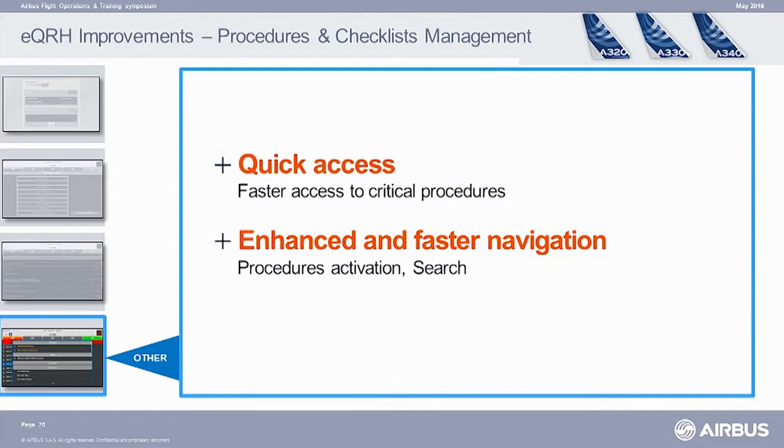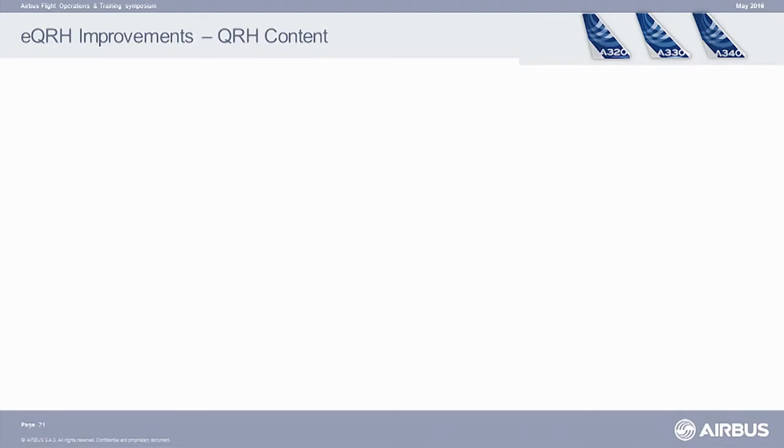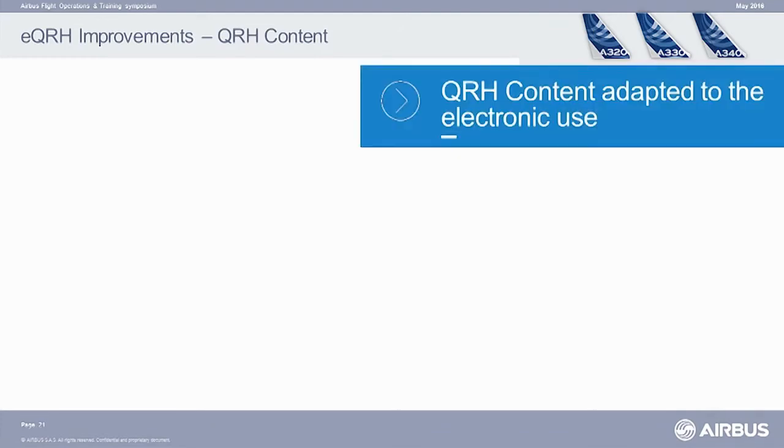As I said, we have the electronic QRH application, but we also have the content, the QRH content. The objective of our work on the improvement of QRH content is to have this content, the procedures and the checklists, compatible with an electronic display and an electronic operation.